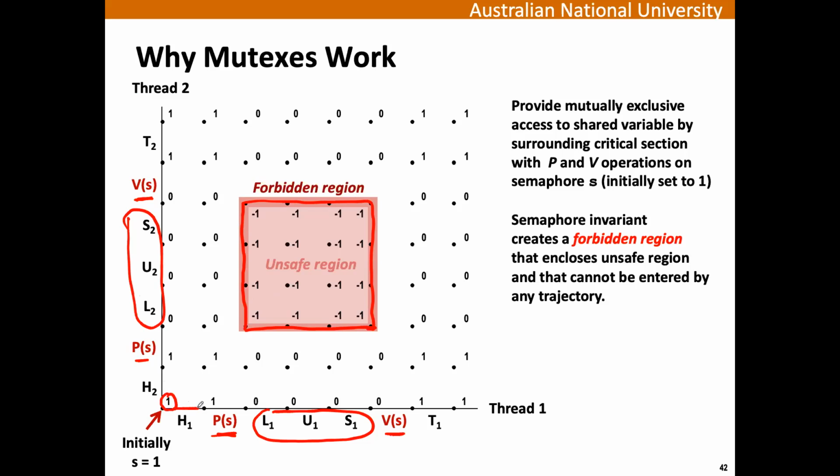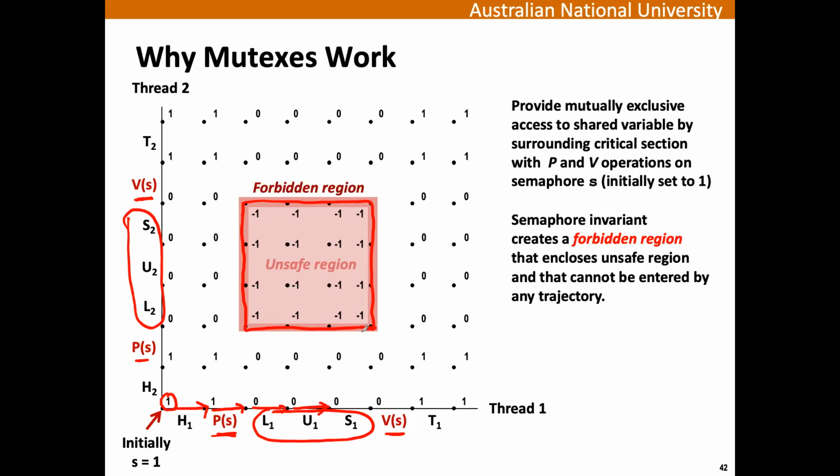Now, thread 1 executes the head of the loop, and then it performs a P operation. When it performs a P operation, the semaphore becomes 0, because the semantics of the P operation are: if the semaphore is greater than 0, decrement it and return immediately. And then it starts executing the critical section.